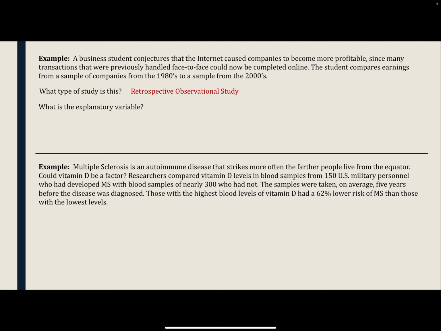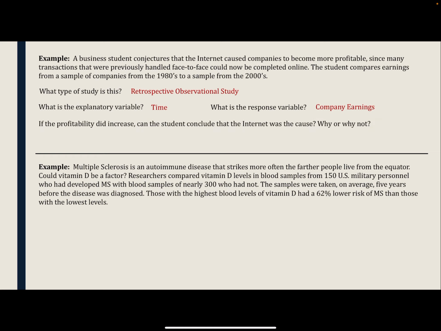So in this case, the student is collecting data based on the time, so the 1980s and 2000s, and then comparing that with the earnings of the company, which means that the explanatory variable is the time and the response variable is the earnings. If the profitability did increase, can the student conclude that the internet was the cause? Why or why not? No, because with an observational study, we can't determine cause and effect.